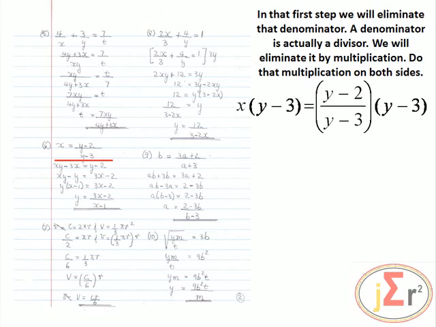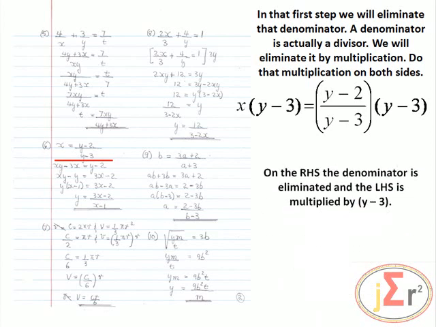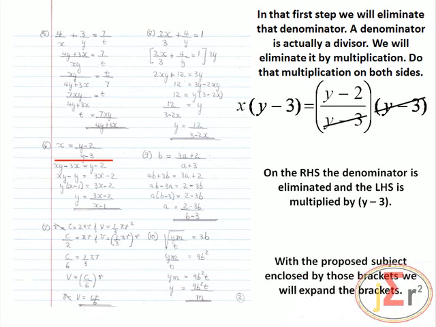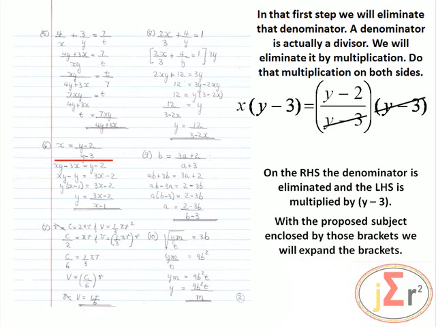What happens? What we imagine will happen on the right hand side, the right hand side will see y minus 3 being eliminated. So on the right hand side, the denominator is eliminated and the left hand side is multiplied by y minus 3. With the proposed subject enclosed by those brackets, we will expand the brackets. So by multiplying, as a matter of fact, I am doing it on this occasion with the intention that I will not have to do it again to make it plain.